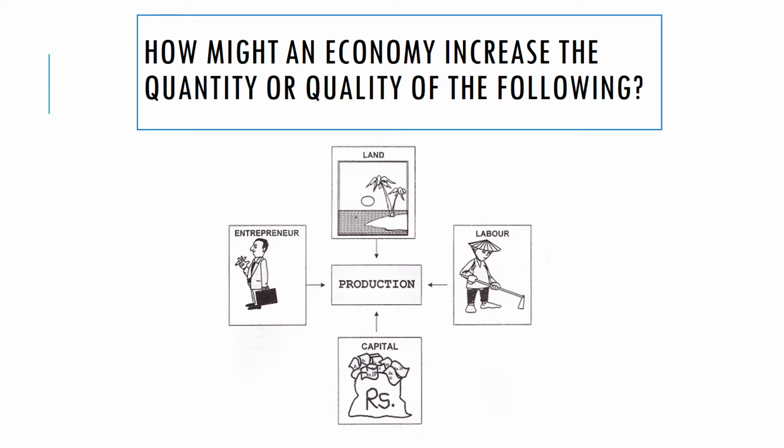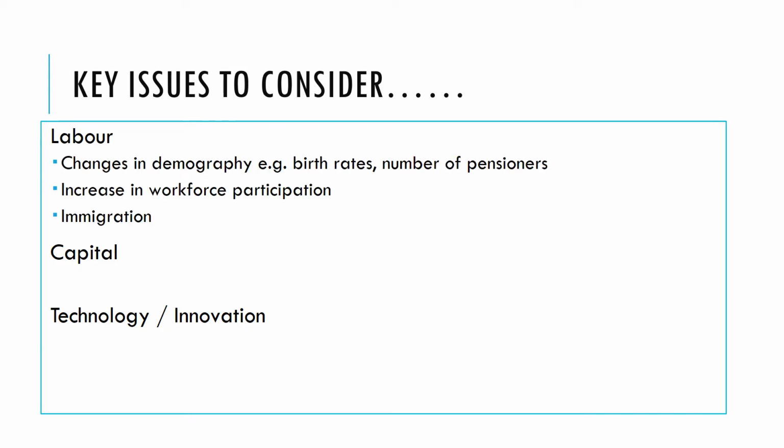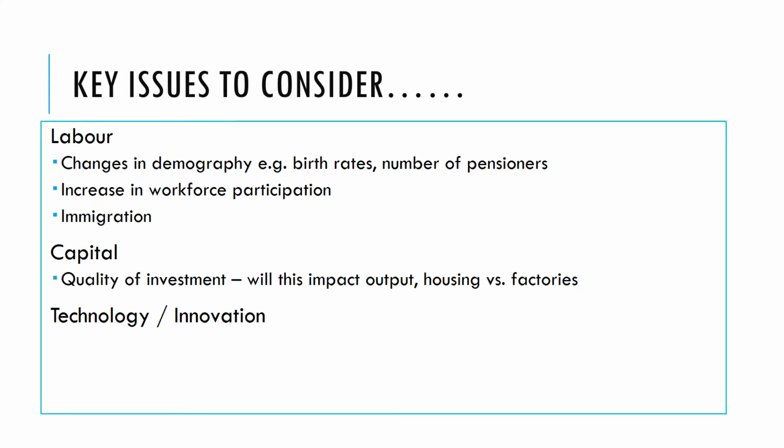So how might an economy increase the quantity or quality of the factors of production, land, labour, capital, and entrepreneurship? Let's consider a few issues. So in terms of labour, changes in demography, so changing the makeup of society, so the rate of new births, the number of pensioners, maybe increases in workforce participation, maybe things like immigration, emigration would be key issues to consider under labour. Under capital, we might think about the quality of investment and whether this will impact output.